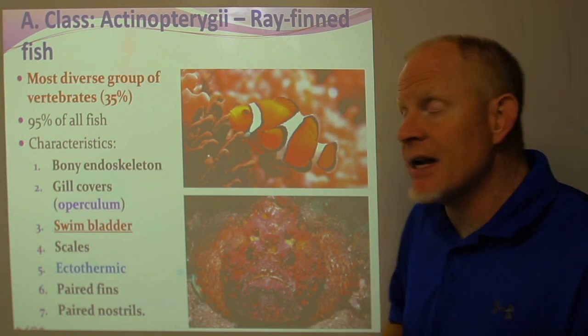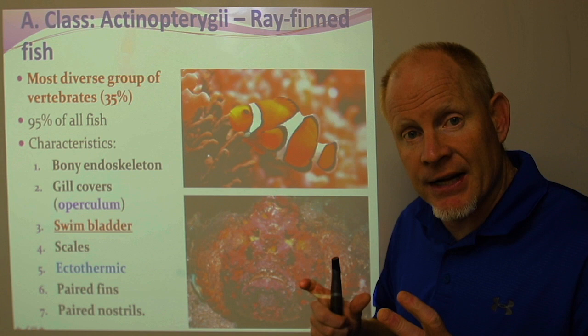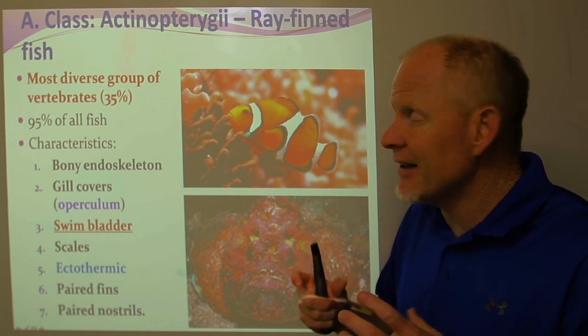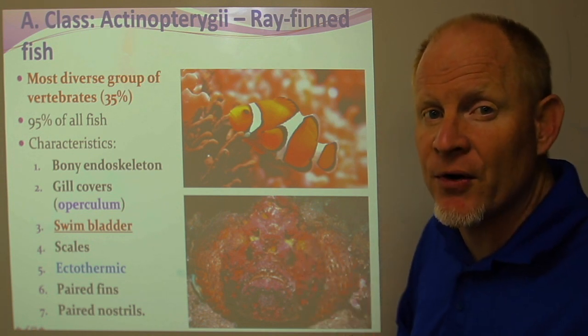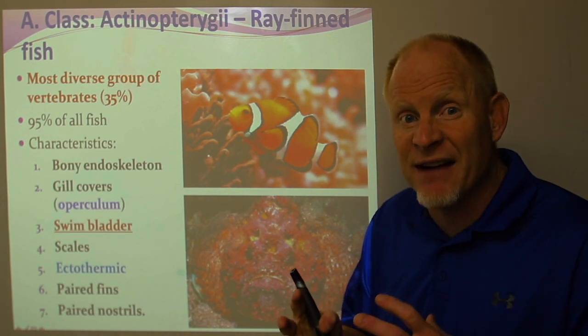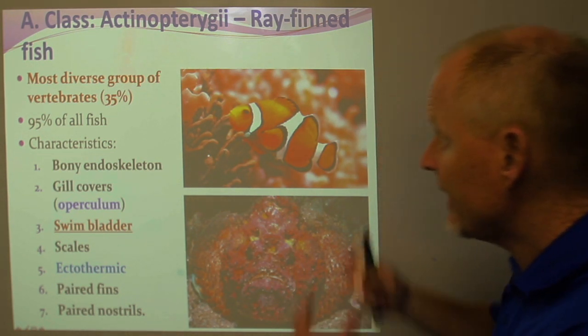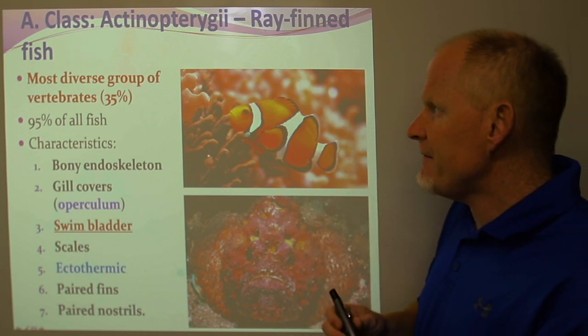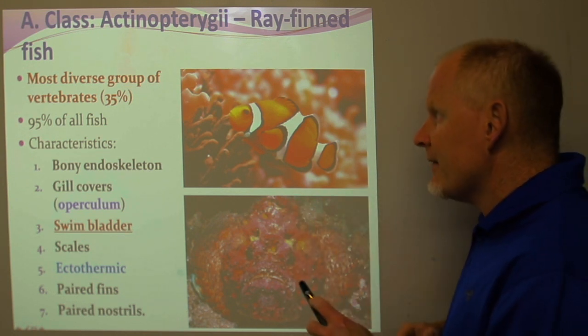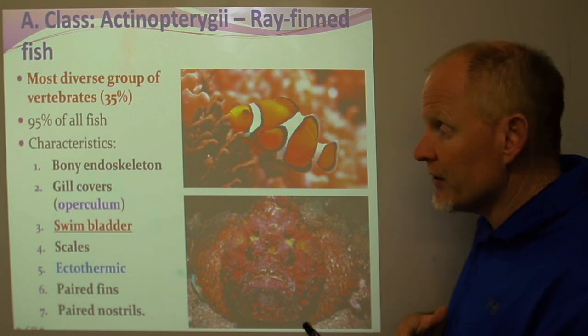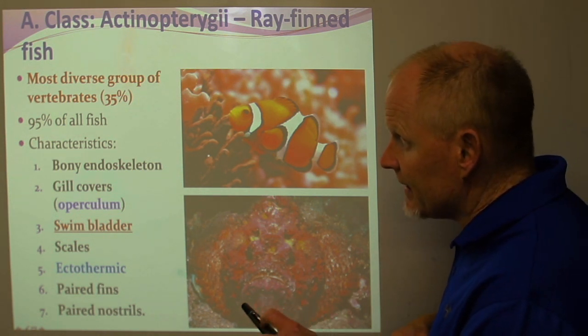And this is the most diverse group of vertebrate, right? That's the first thing you need to know. Your textbook, I think, is a little conservative. They say about 35%. I've seen up to almost 45 to 47% of vertebrate species are fish, and they're these bony fish. So bony fish, ray-finned fish, and Sarcopterygians included, which we'll do next, all have bony endoskeletons.